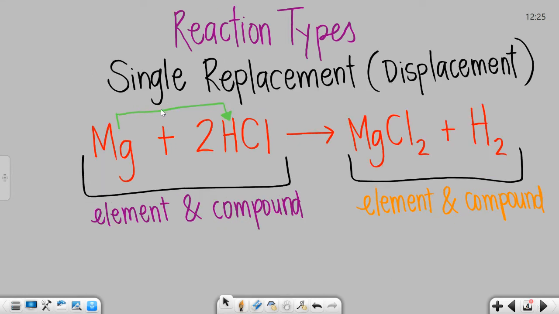Next, we have single replacement or displacement. Okay, we have an element, in this case it's magnesium, that's replacing another element in a compound. So this is magnesium being put in some hydrochloric acid. The magnesium replaces the hydrogen, forming magnesium chloride, and then hydrogen gas is also a byproduct. So you have an element and compound forming another element and compound.